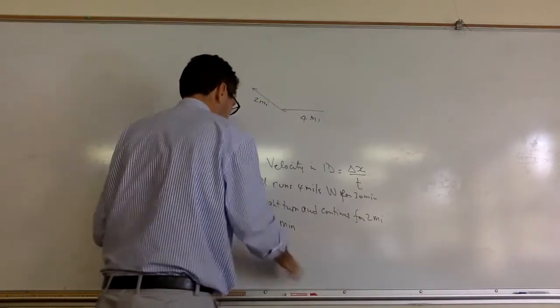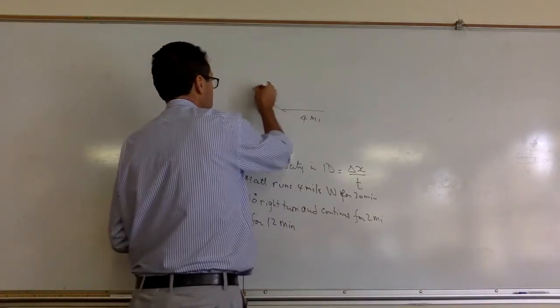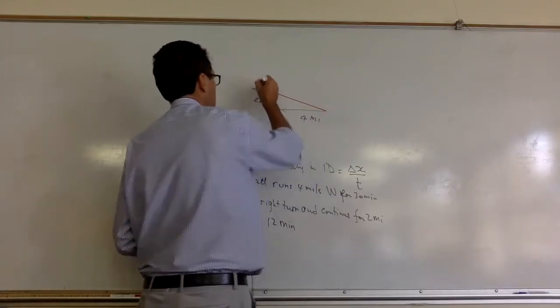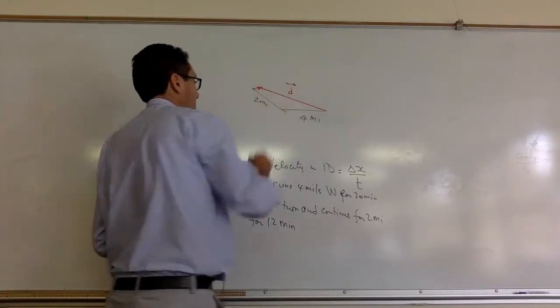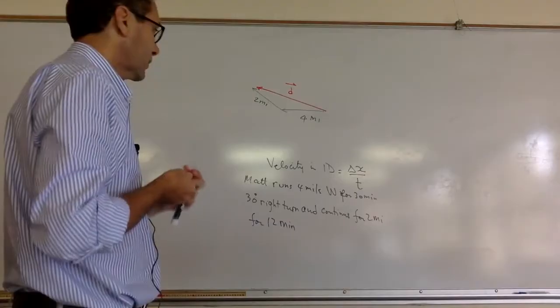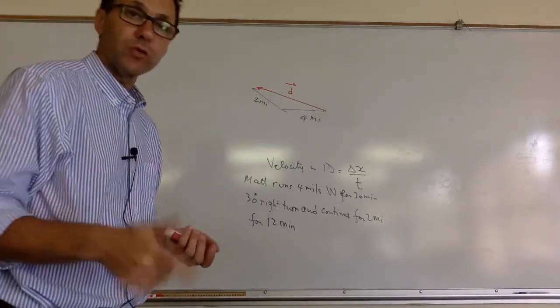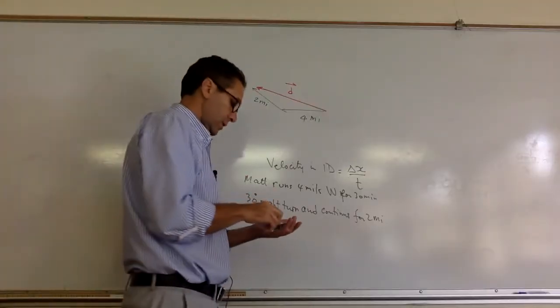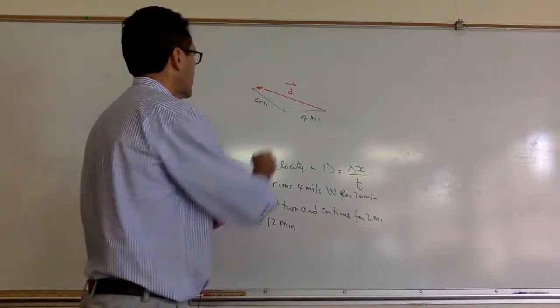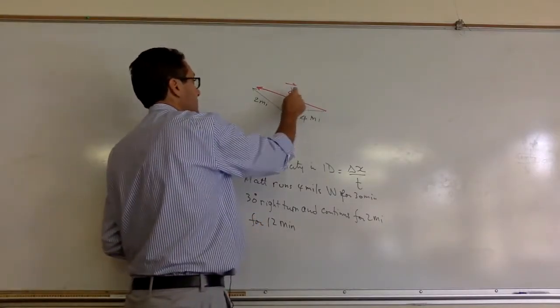And we're going to try to find this displacement. Once we find this displacement, I'll call it D, I'll divide it by 42 over 60, in other words, 42 minutes changed to hours. Now the question is, how do we find this D?